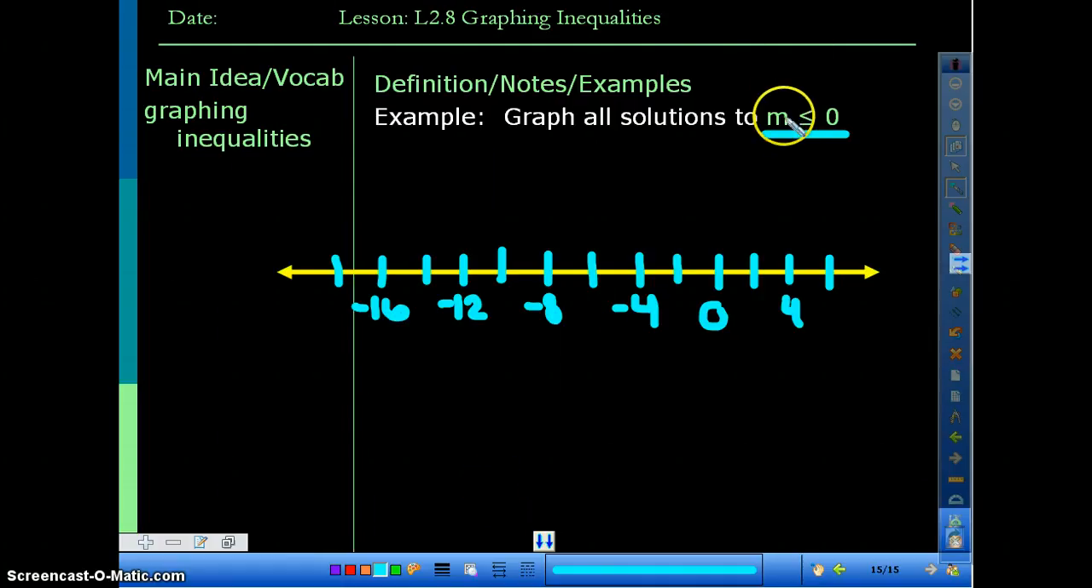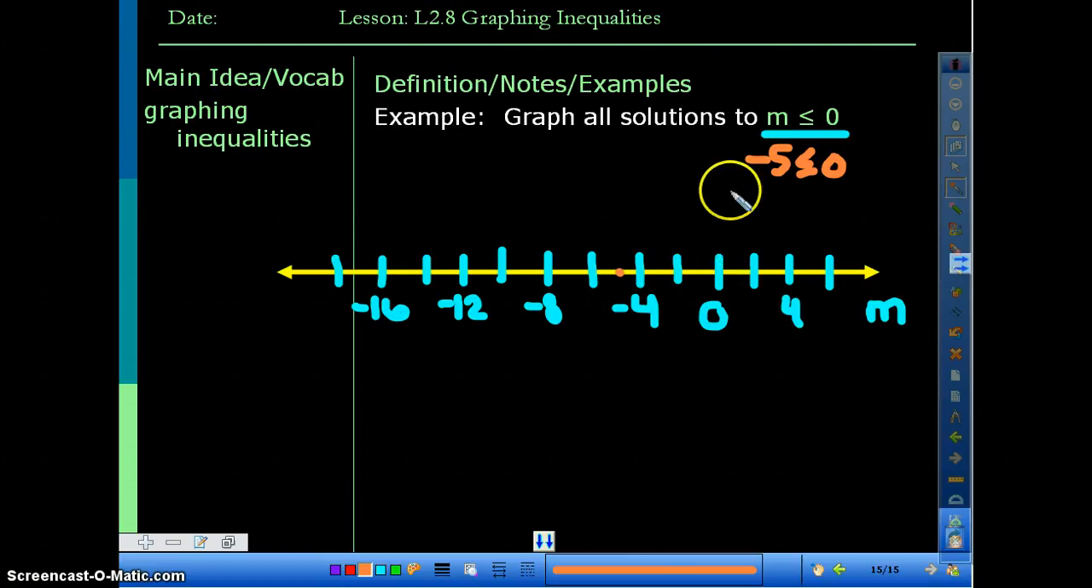Here I can see that M, ooh, that's a good idea. We can write down what we're going to be showing on our number line right now. M is less than or equal to 0. I'm going to go ahead and think of something that will work here. Something that might work would be something like -5. -5 is less than or equal to 0. I'm going to go ahead and graph -5.